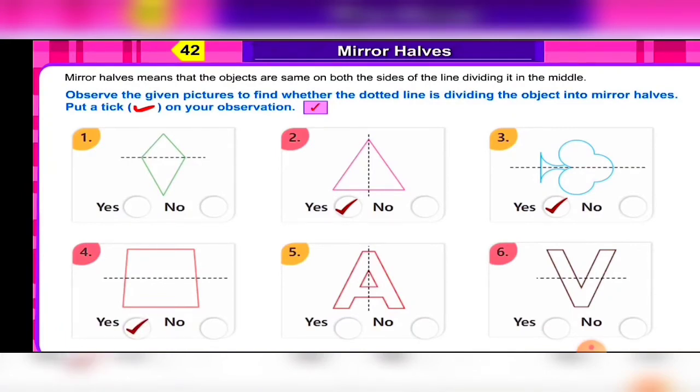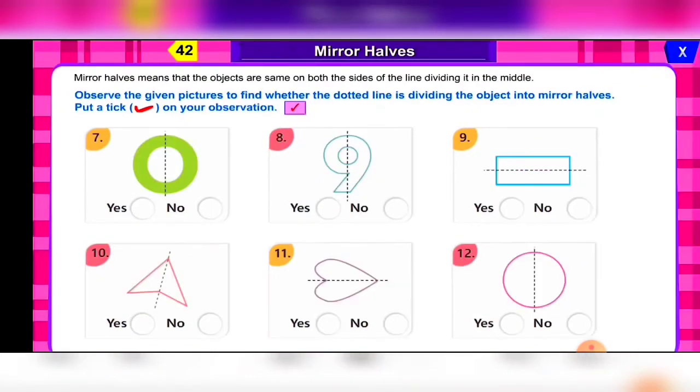Number 5, there is an alphabet A. This A is dividing in between, so both parts are same, so we will put right tick on yes. Number 6, this V alphabet is dividing in between, but that V's both parts are not same, so we will not put right tick on yes. Now number 7, there is a round shape, it is dividing in between, and both parts are same, so we will put right on yes.